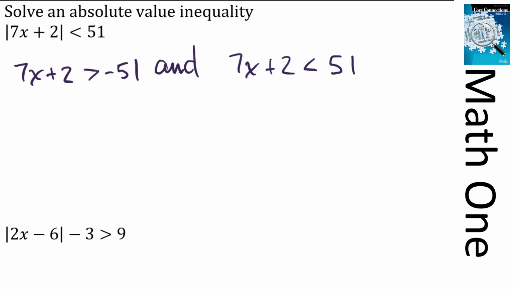So the reason why I'm flipping the direction here is because this 51 is a negative that was pulled out from the absolute value. Either the absolute value was positive or the thing inside of the absolute value was negative. If it was negative, the direction of that inequality has to flip.